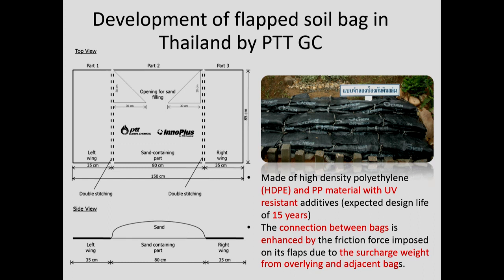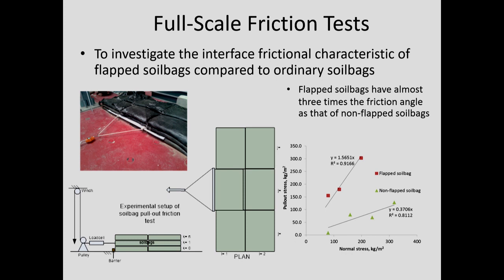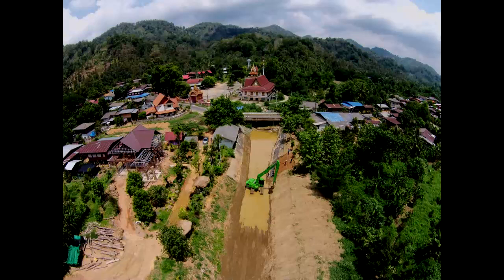So with the connection between the bags using the flaps, the friction is enhanced using the surcharge weight or from the adjacent bags. And some full-scale friction tests from the laboratory show that, yes, the friction angle or the pull-out resistance is enhanced about 3 times. And just to show you some of the community-based projects that we introduced, these soil bags with the plants, next, please.